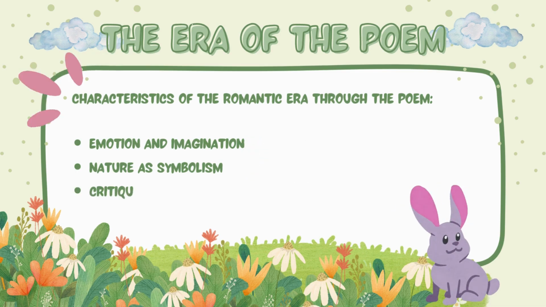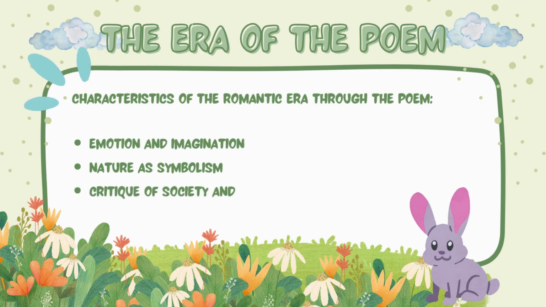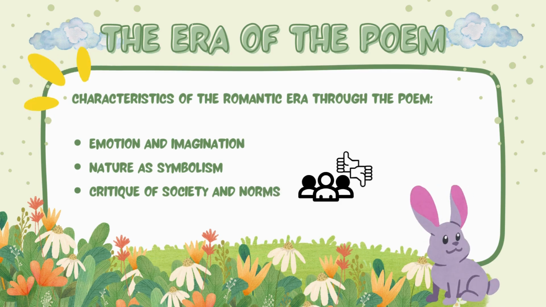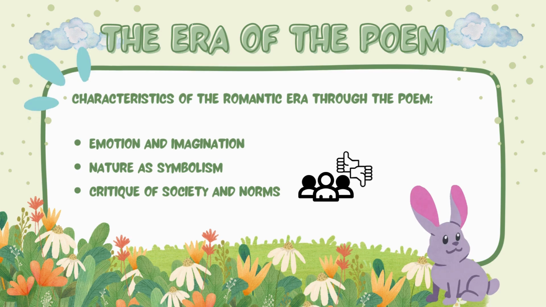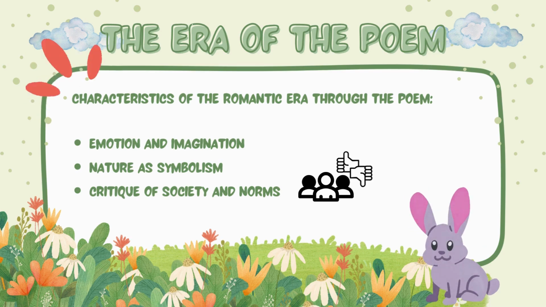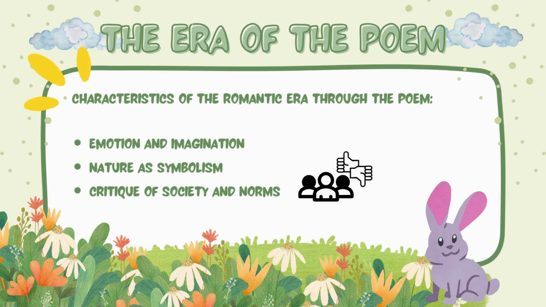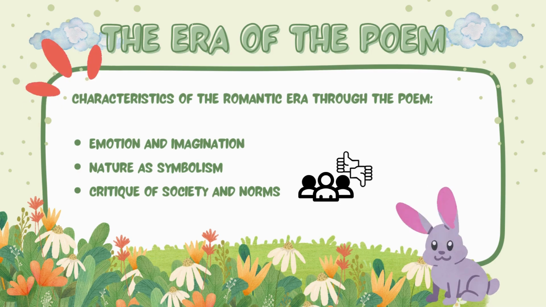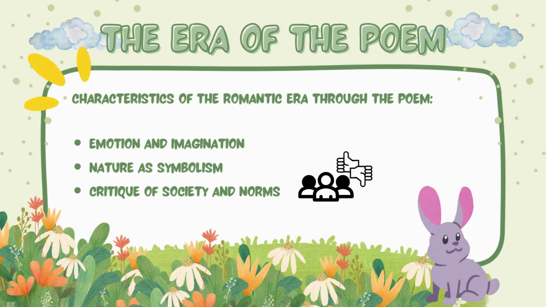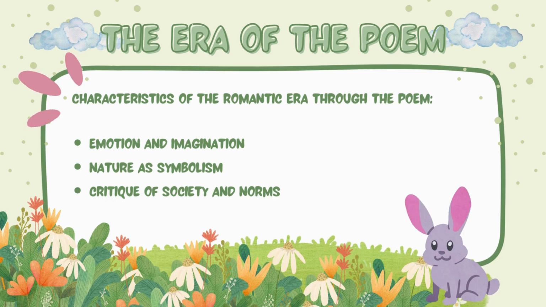The next is critique of society and norms. Blake criticized the idea of hiding emotions. In the poem, the speaker keeps anger inside and it becomes poisonous. This shows the dangers of hiding negative feelings to fit into society, a common theme in romantic poetry, which values being honest about emotions even if they are uncomfortable.